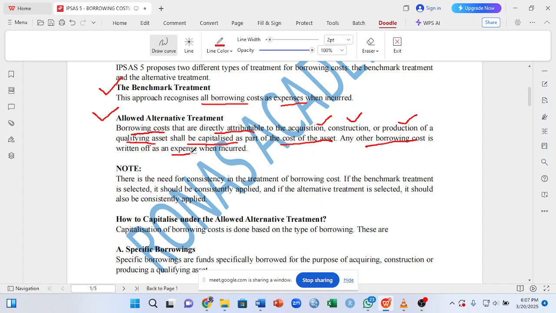So bear in mind that with the benchmark treatment, all the borrowing costs, whether they relate to the qualifying asset or not, you are expected to expense. With the allowed alternative treatment, you only consider the borrowing cost that relates to the qualifying asset, then you add it to the cost of that qualifying asset. But the other borrowing cost that does not relate to the qualifying asset, you expense it.